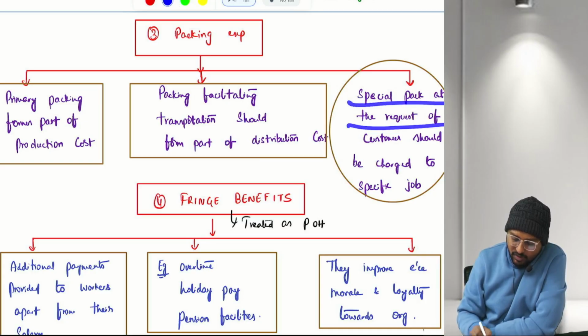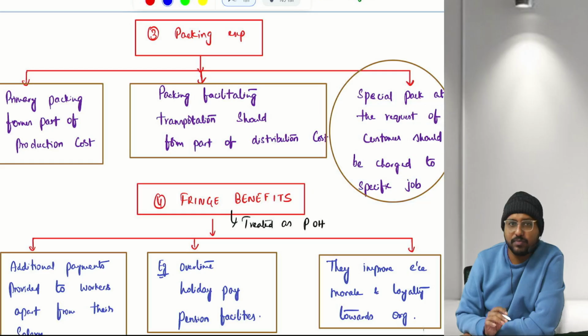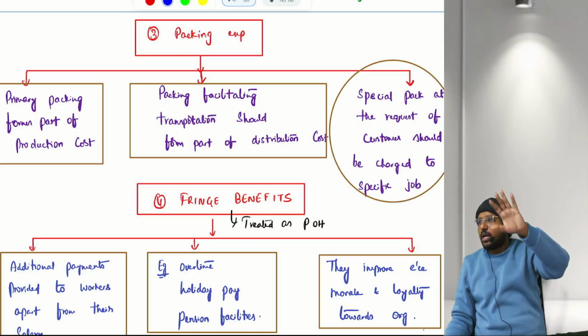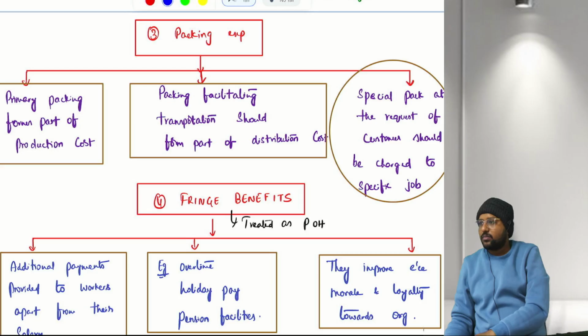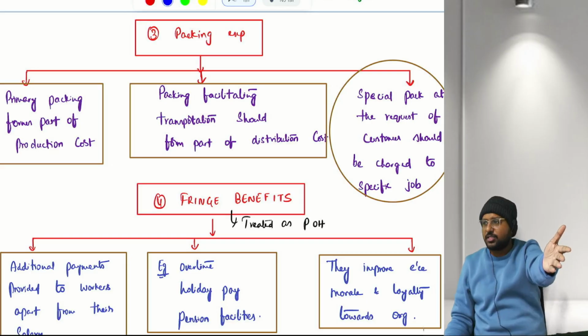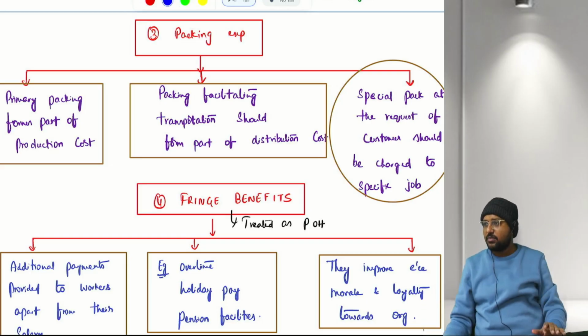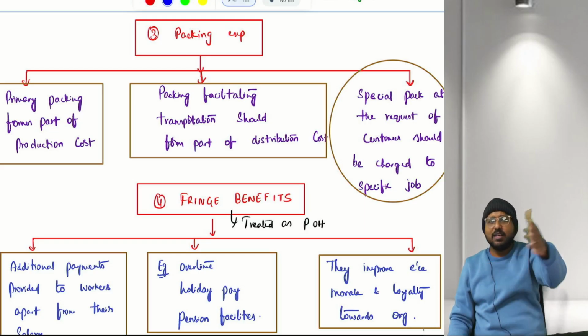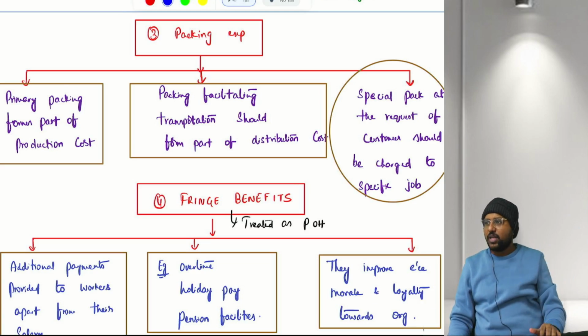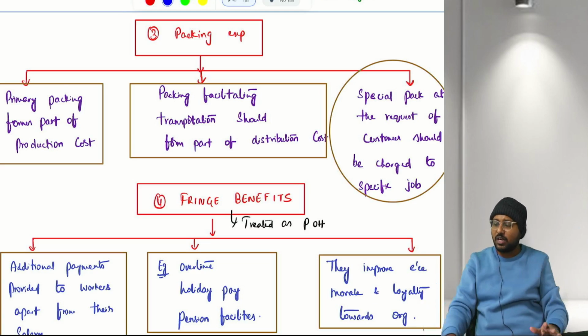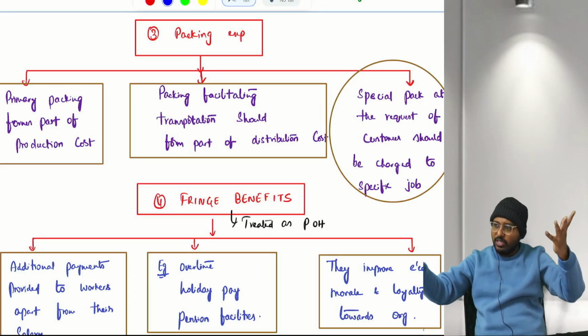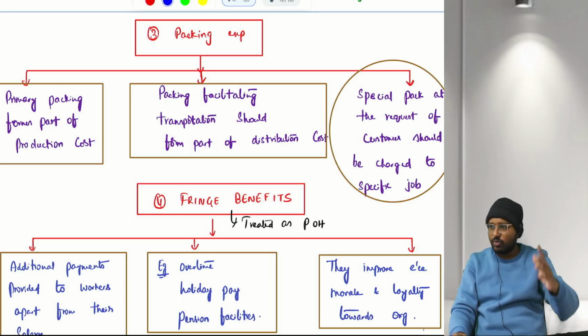Special packing at the request of customer should be charged to specific job. That is also there. Are you able to get me? For example, a particular product comes in a particular packaging. Now say for example, our cousin sister's birthday is happening. I'm gifting her a scooty. I say that normal packaging is not enough. I want it in a very unique packaging and stuff like that. I have to gift a scooty.